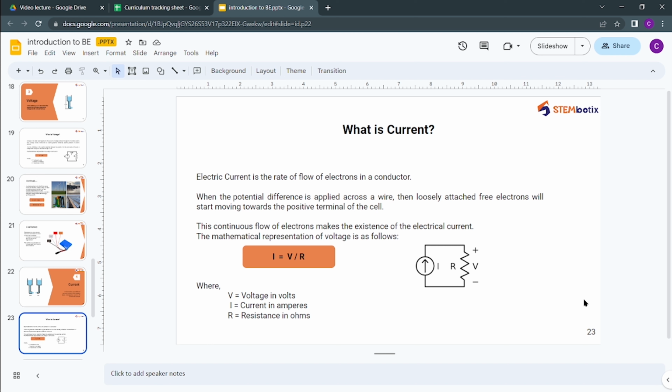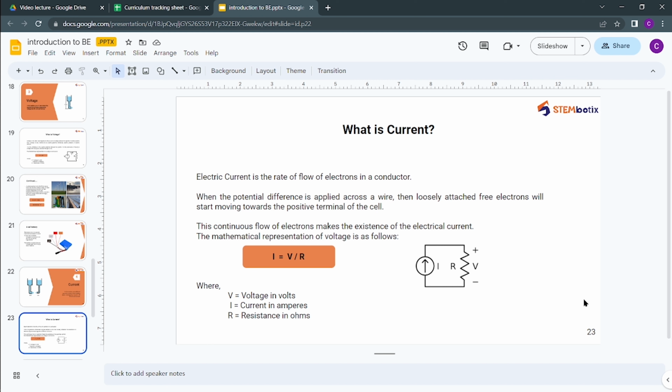When a potential difference is applied across a wire, loosely attached free electrons will start moving towards the positive terminal of the cell. So there are two terminals: the one towards which the electrons go is positive, and the one from which they start flowing is generally referred to as negative. This continuous flow of electrons makes the existence of electric current.